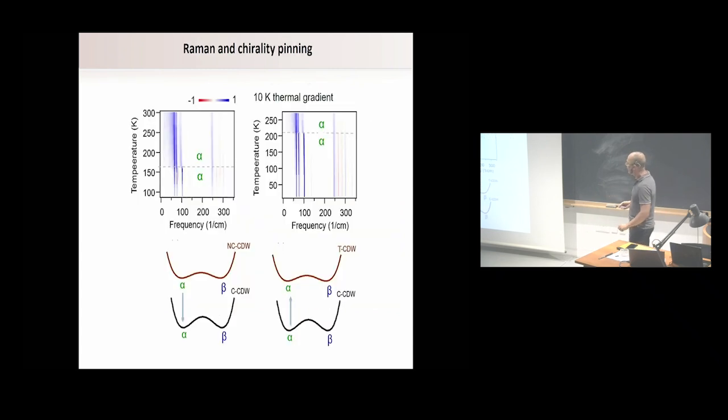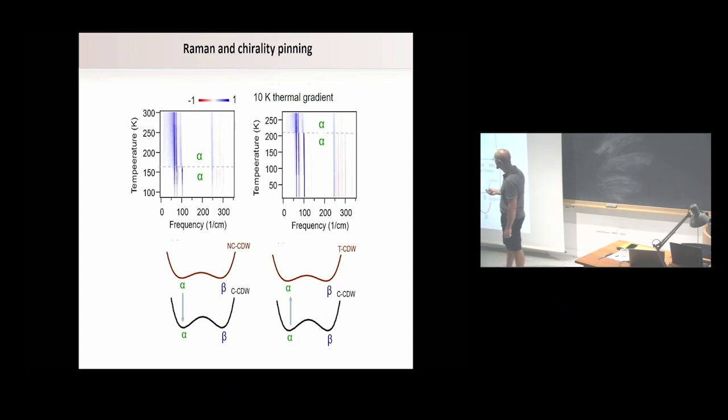So there is a way that we can control it. How to do it, for example? The first is by thermal gradients. The first very easy experiment that you can do is that instead of having a Raman beam that does 2 milliwatt, you crank up the power of your Raman beam to 10 milliwatt.